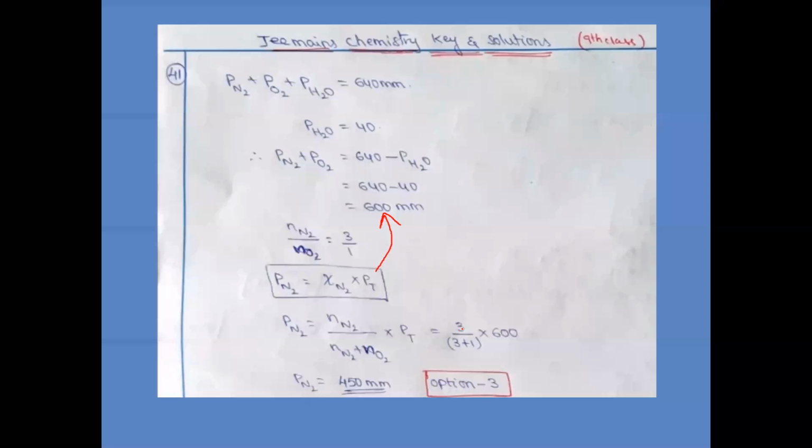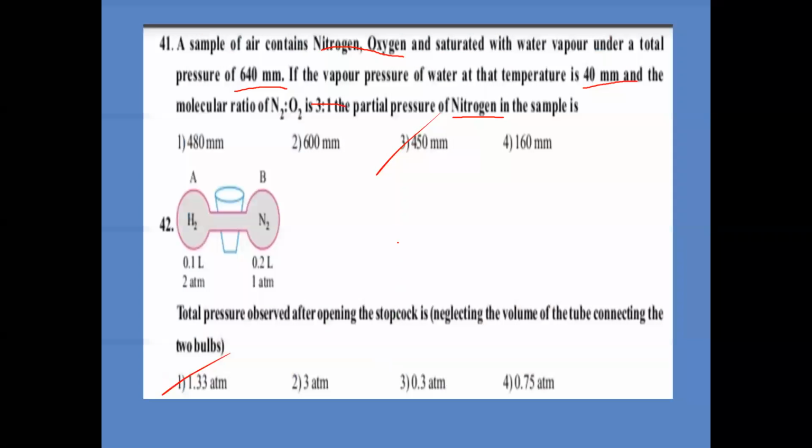So now the number of moles of nitrogen, how much? 3 divided by 3 plus 1. 1 mole oxygen, 3 moles nitrogen, total moles 4. So 3 by 4 into 600 will be 450 mm. Okay, so this is question number 41. So 450 mm. Next, in the second one, two bulbs are given.